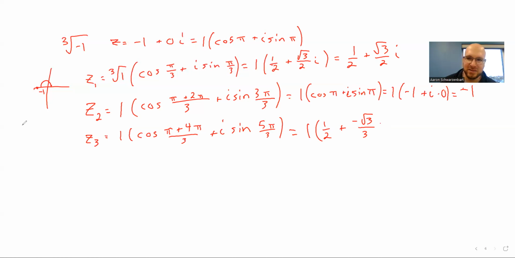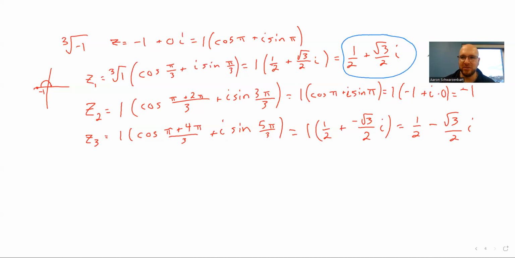2i over 2, not over 3. So 1/2. Let's do minus instead of plus negative. And these are my 3 roots. If I cube any one of these 3 numbers, I will get -1.